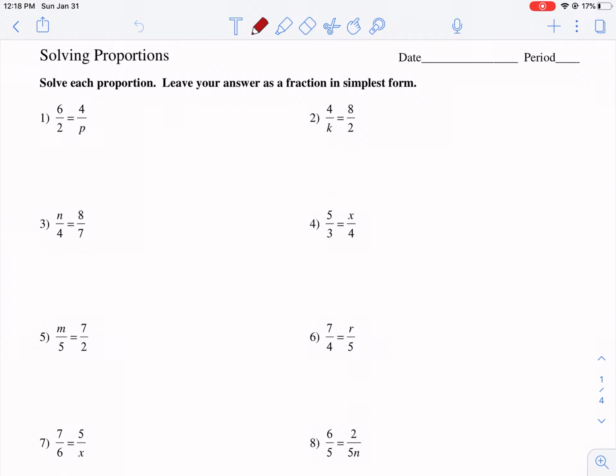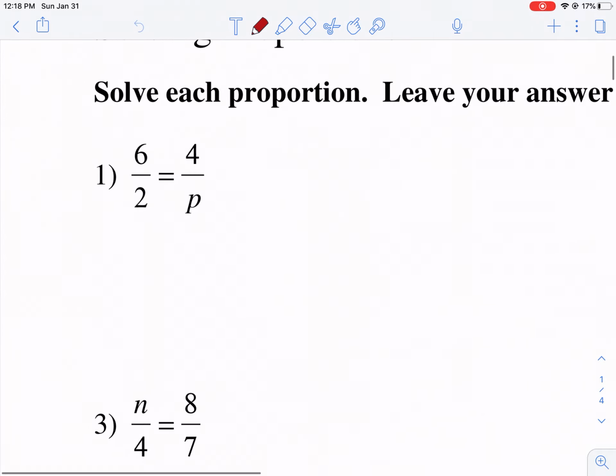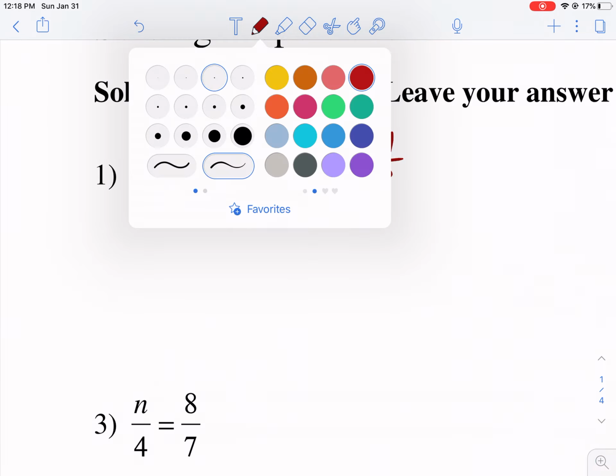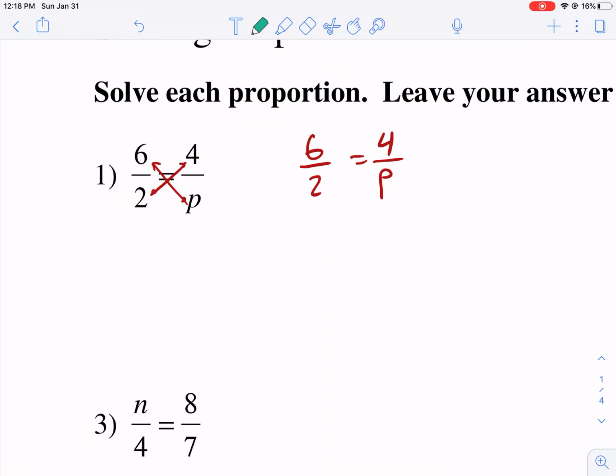Now, before I get into cross multiplication, which is the easiest way to solve these types of problems, I'm going to explain why it works. A lot of people don't really understand or even question why cross multiplication works, but it does. One way to represent this is to show how to get p by itself.